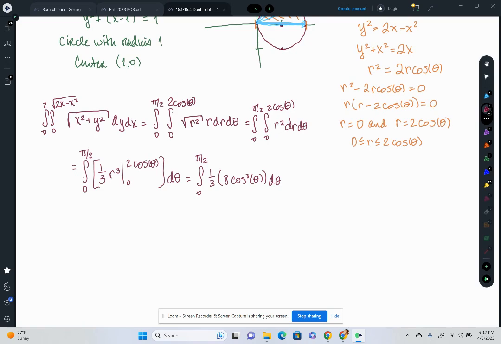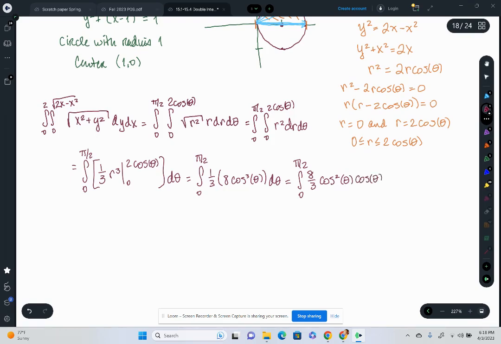It says if you have an odd power of cosine and nothing else in your integrand, then you can split that up so that you have even powers of cosine and then a singular power of cosine. So what that means for us here is we have the integral from 0 to pi halves of 8/3 times cosine squared of theta times cosine of theta d theta.